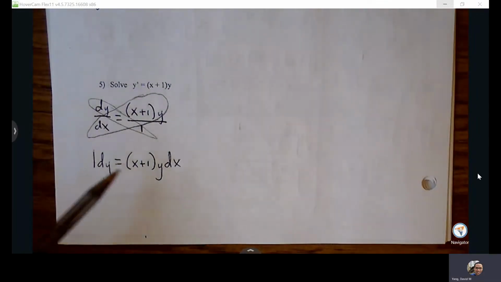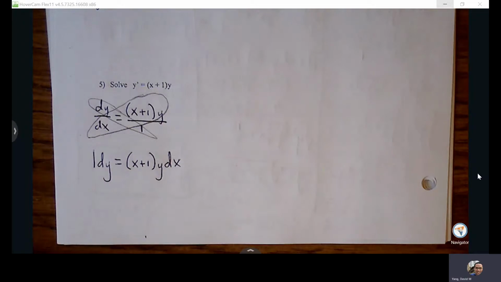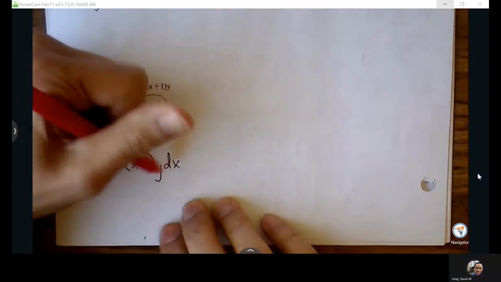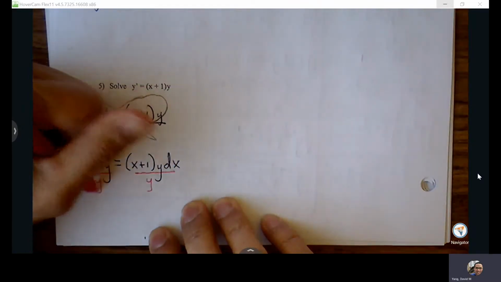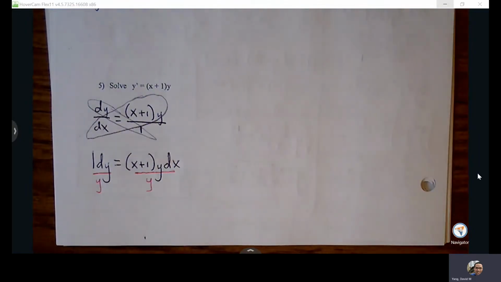Good. So we don't have full separation of variables, right? There is something out of place, and it's the y. So how can we move that y? Divide it, okay? When you divide by y, where does it end up? In the denominator. And it's okay to have variables in the denominator, okay?